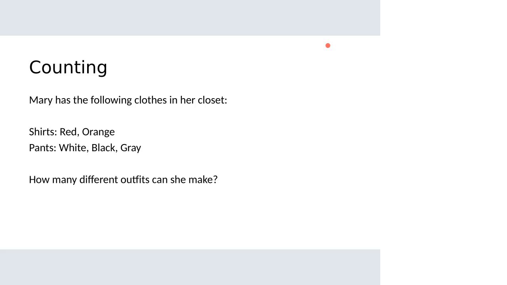Mary has the following clothes in her closet. For shirts, she has a red one and an orange one. For pants, she has white, black, and gray. This is all Mary has. And with that in her closet, how many different outfits can she make?